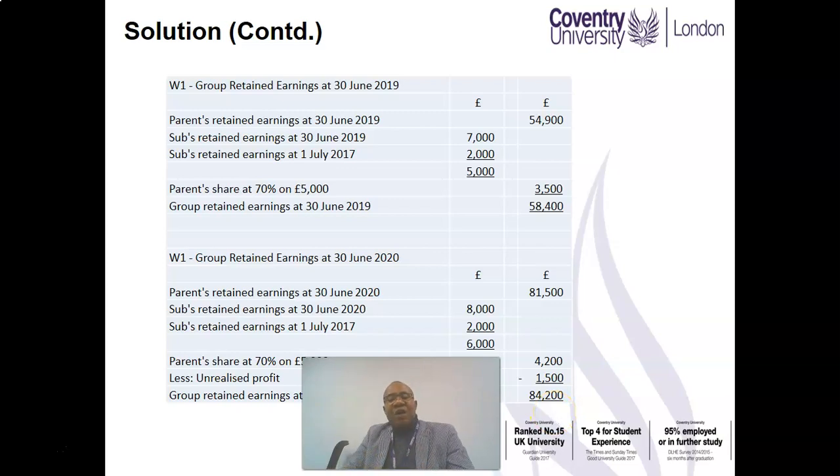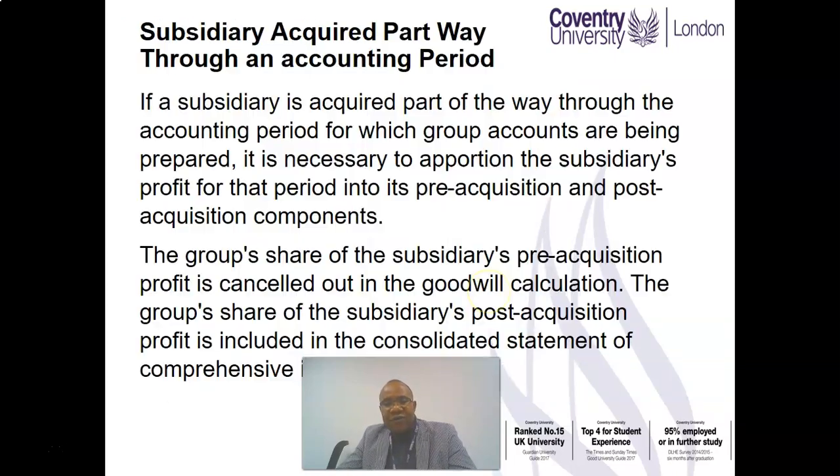That is how we prepare the consolidated statement of comprehensive income. There will be more exercises to do during this seminar, so make sure that you read this and you follow these examples carefully. You have more time to ask me questions during the seminar sessions in our online sessions.